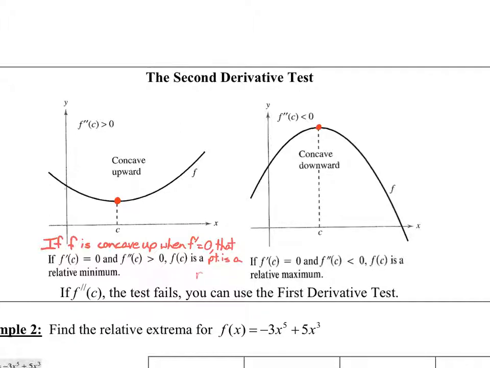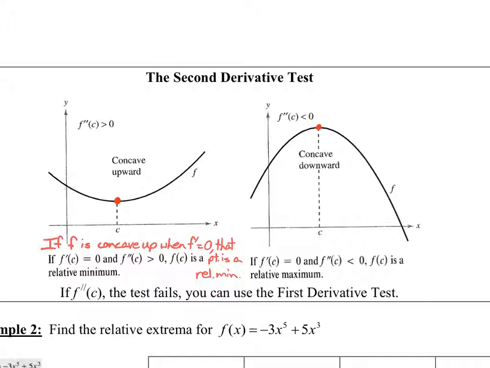We could say a relative min. That's what the second derivative test is saying. Here, if f prime of c equals 0, and the second derivative is negative, then that value of c gives us a relative maximum. So if the function is concave down when the first derivative equals 0, that point is a maximum.